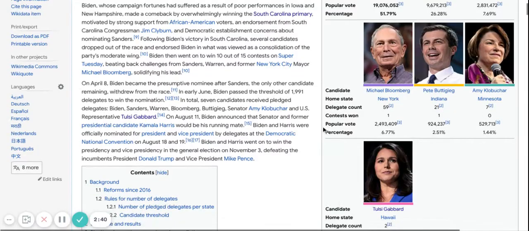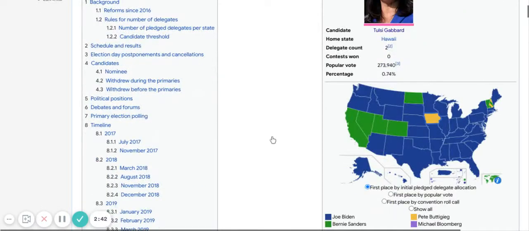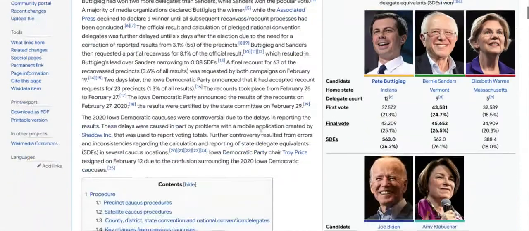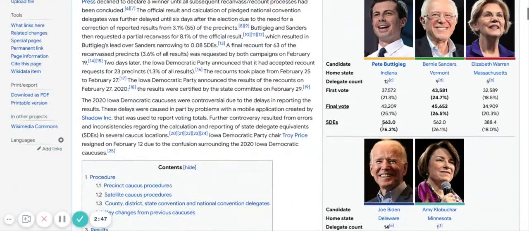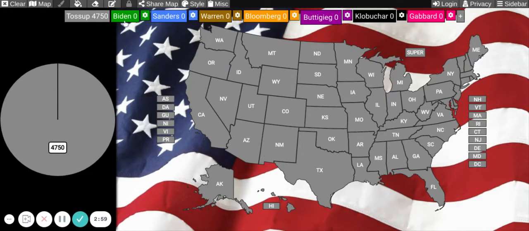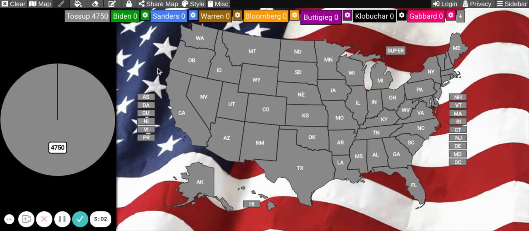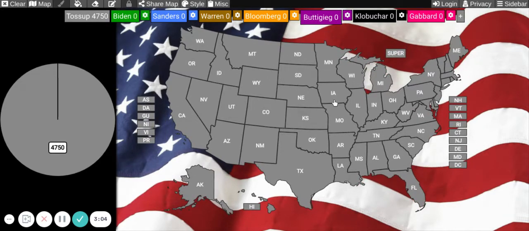Let's go back here. Let's go to Iowa right now. Pete gets 26% of the popular vote and 12 delegates, 26.1% for Bernie Sanders and 9 delegates. So think of it like this. It is not a winner-take-all system. It is a proportional system.